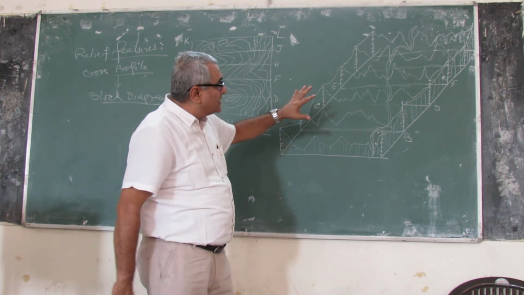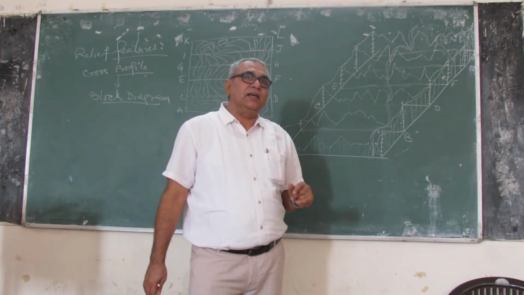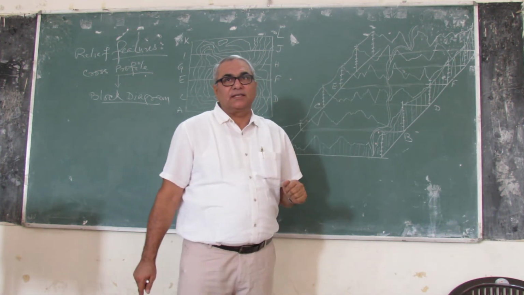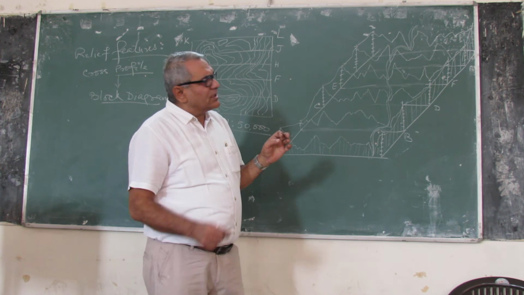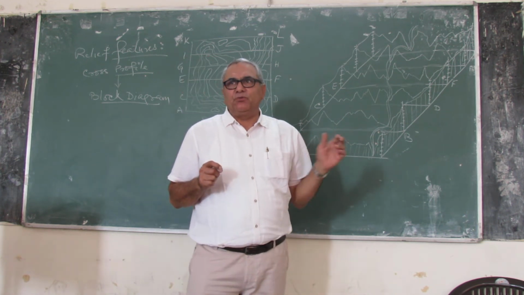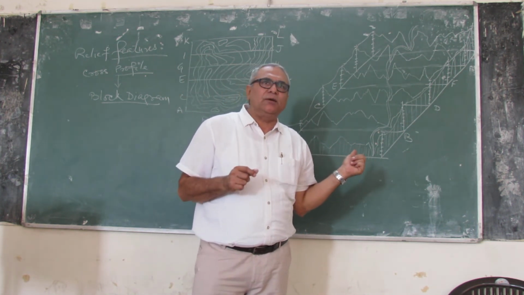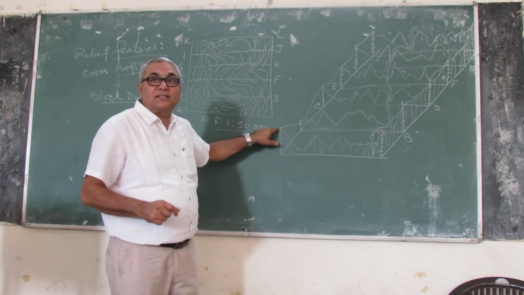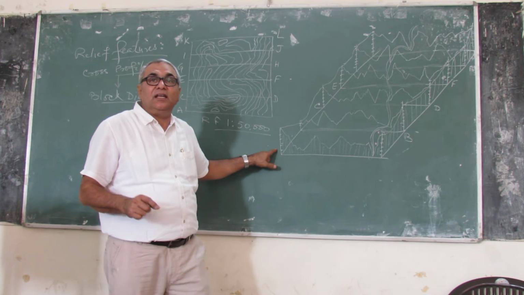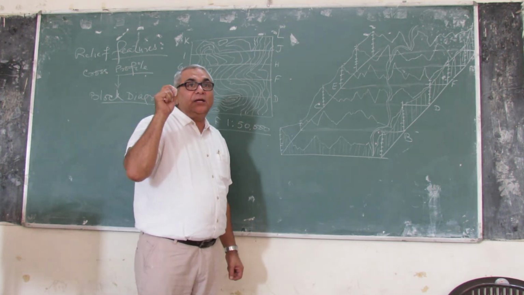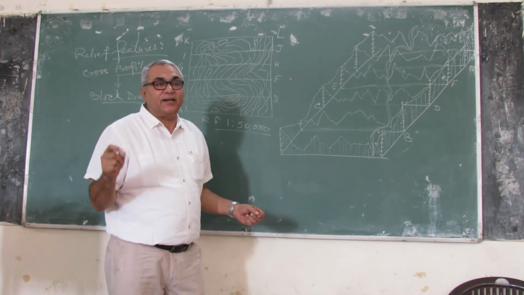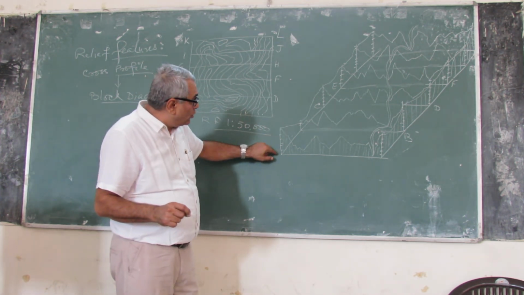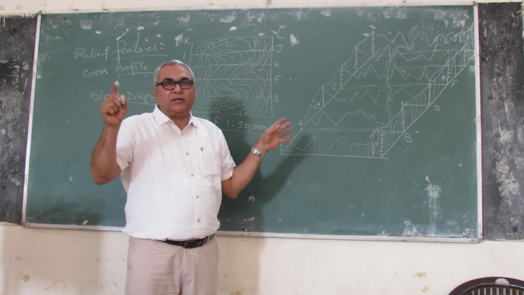So this is a kind of profile that is multiple layers of profiles. So this is called a block diagram. We can construct the block diagram as per our requirement. We can increase the scale, we can decrease the scale, depending on the availability of data, what type of relief features are there. और हम इसको और भी बड़ा बनाएं तो और ज़्यादा क्लियर पिक्चर आएगी.